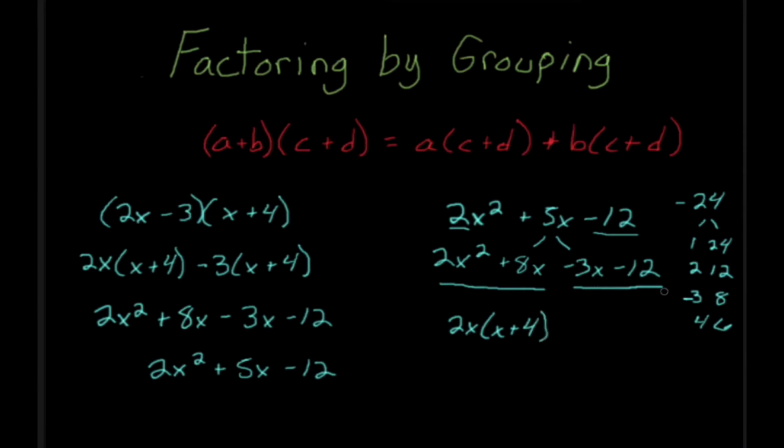Now I'm going to take a look at this expression separately. I've got a negative 3 and a negative 12. They both share a factor of negative 3, so I'm going to factor out a negative 3, and that's going to give me negative 3 times x plus 4.